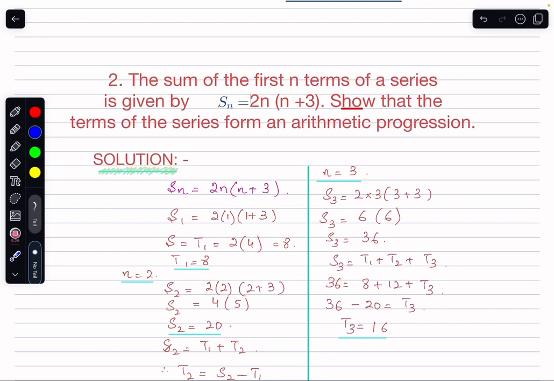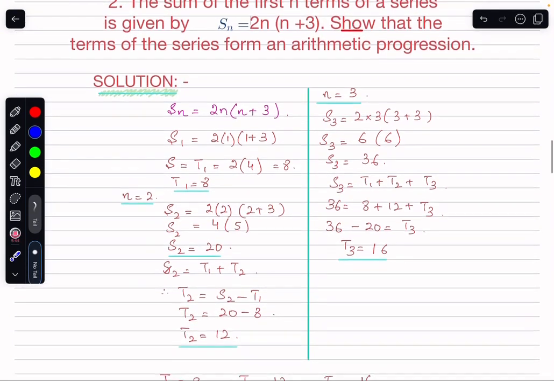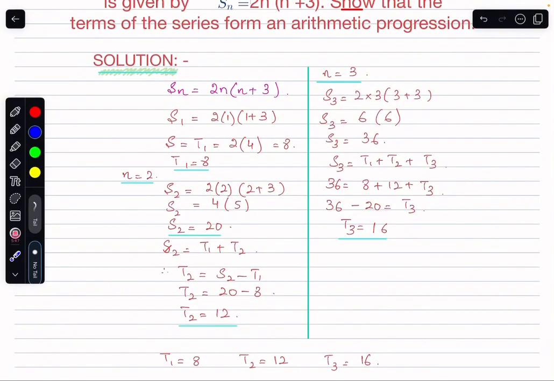If I substitute n as 2, I shall get the sum of the first 2 terms. So S2 is 2 times 2 times (2 plus 3), 2 twos are 4, and 2 plus 3 is 5, so the sum of the first 2 terms comes out to be 20. S2 is equal to T1 plus T2, so T2 is equal to S2 minus T1. That means 20 minus 8, and the second term comes out to be 12.